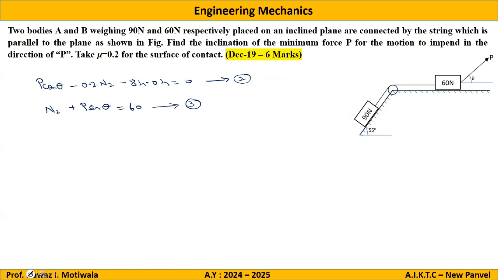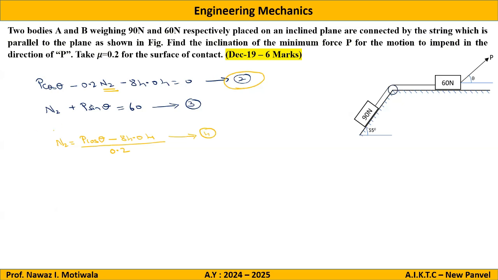Now, it's just the mathematical part which we have to do. From this particular equation number 2, I can find the value of N2. If I rearrange it, I will get N2 is equal to (P cos theta minus 84.04) divided by 0.2. Let this be equation number 4.